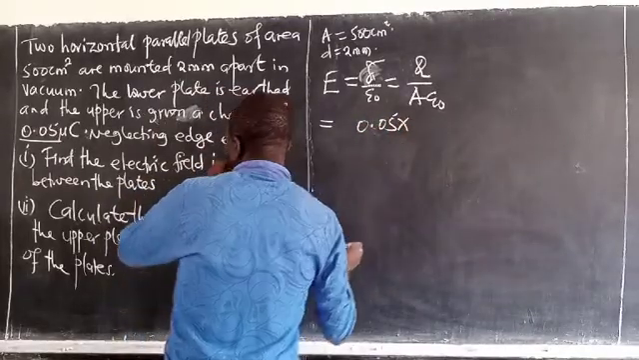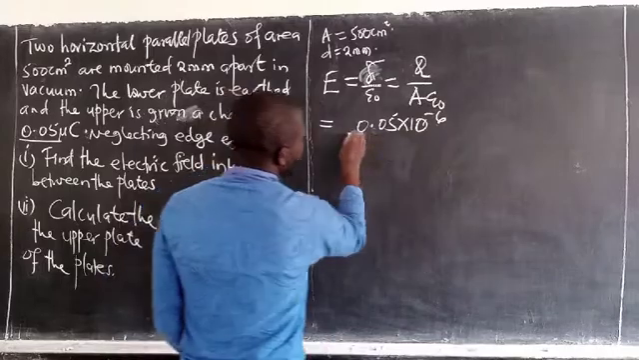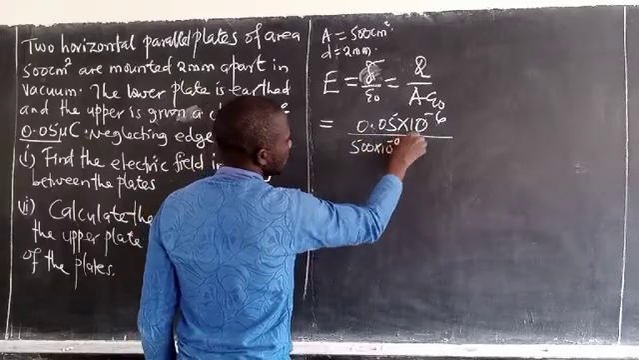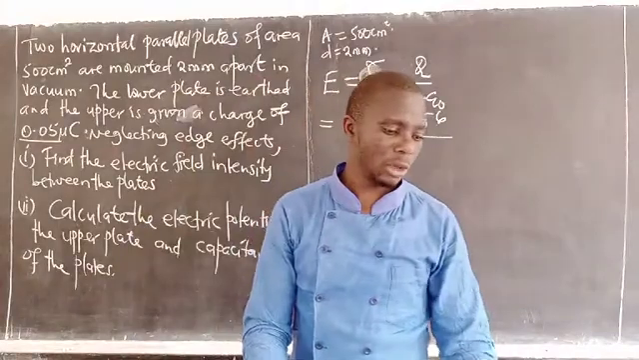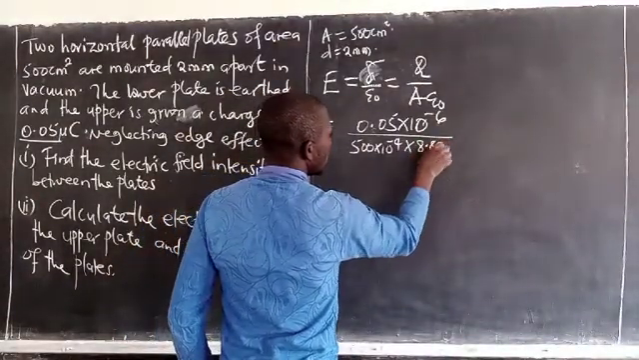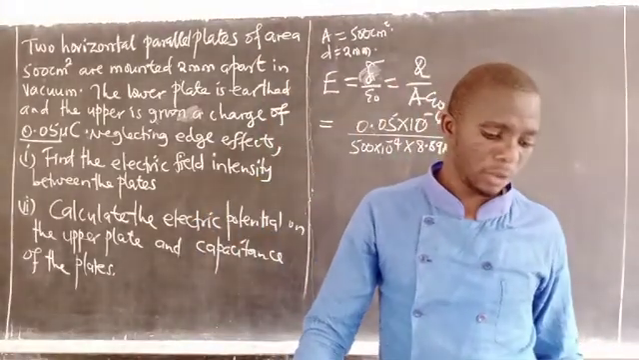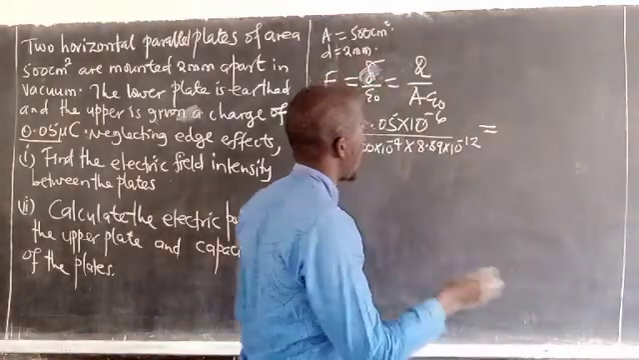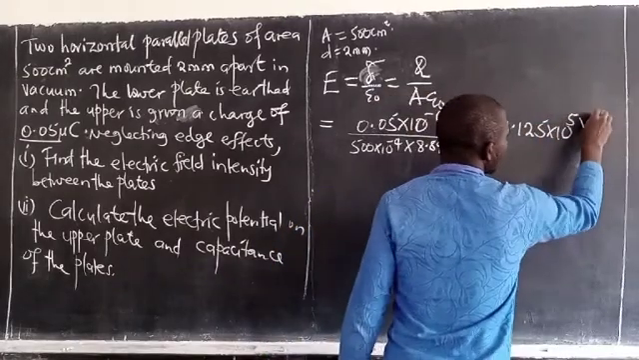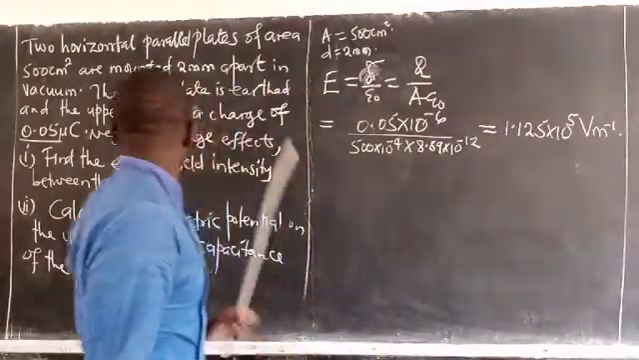0.05 times 10 exponent -6, then the area from centimeter squared to meter squared is exponent -4, then times the value for epsilon naught, which is 8.85 exponent -12. When you perform the mathematics well, you are supposed to get a figure close to 1.125 exponent 5, that is 1.125 exponent 5 volt per meter. That is the value of electric field intensity.